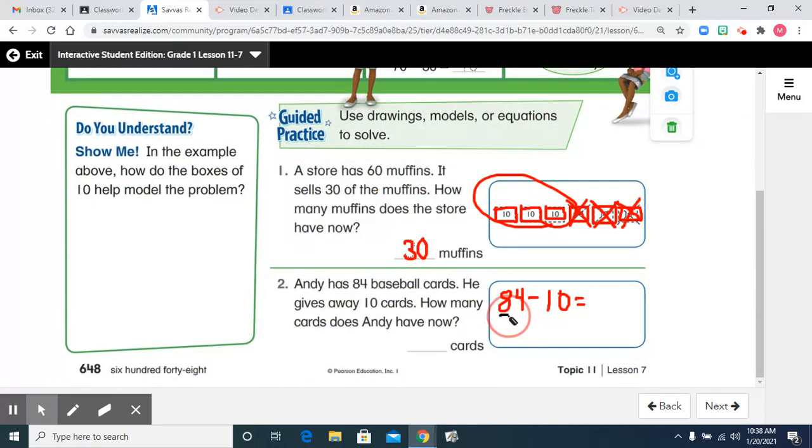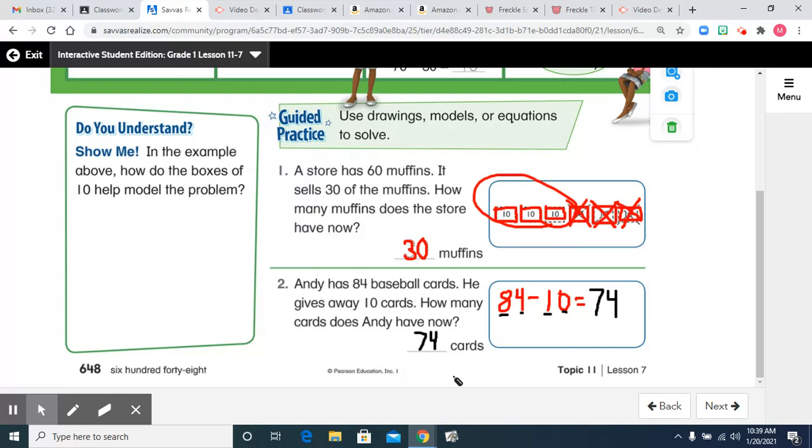Okay, let's do tens and ones. Let's look at the first tens place. There's an 8. And the second tens place, there's a 1. So 8 minus 1. What's 1 less than 8? 7. And then look at the ones place. 4 minus 0. So if I have 4 of something and I take away none of them, how many do I have left? 4. So how many baseball cards does Andy have now? 74.